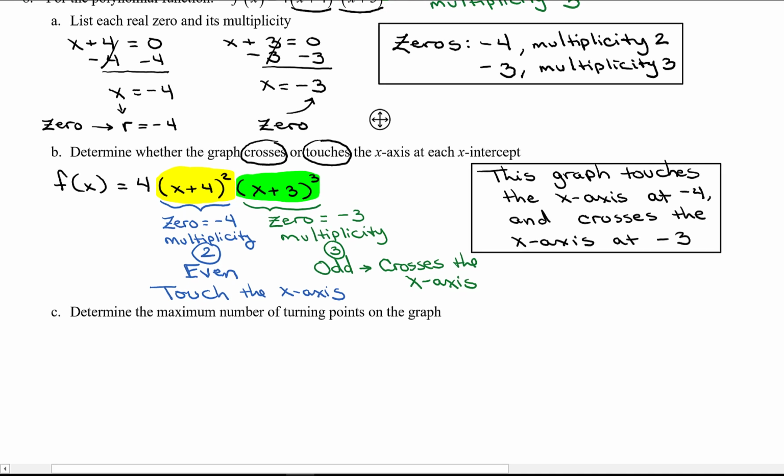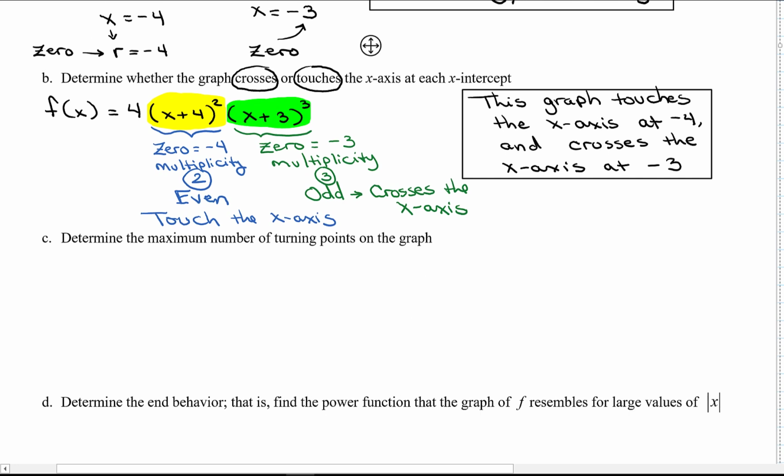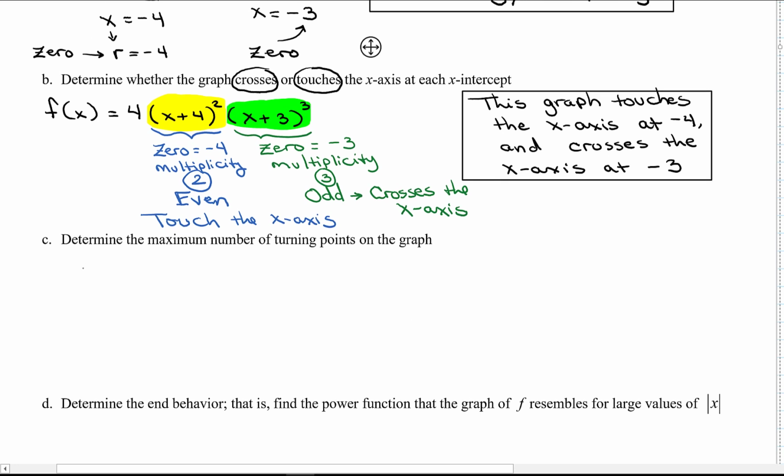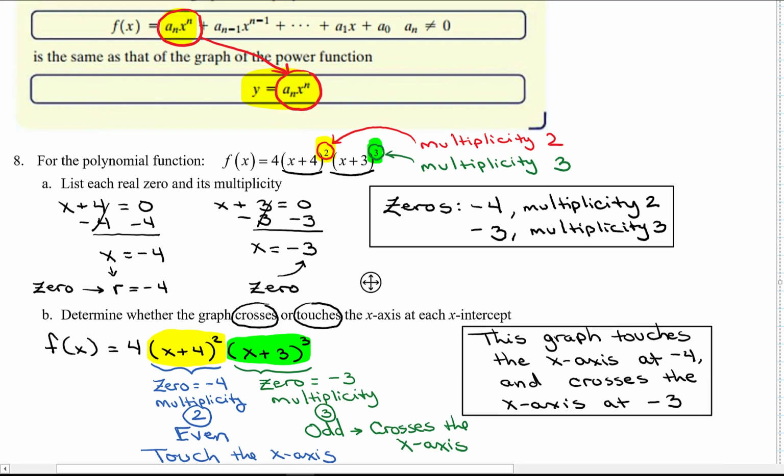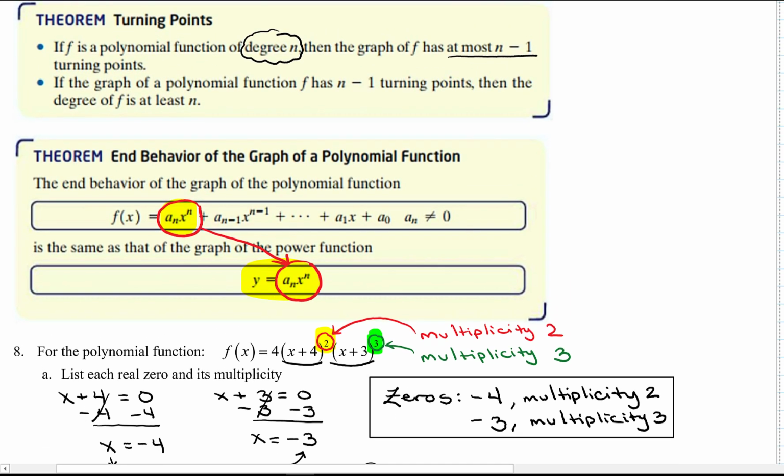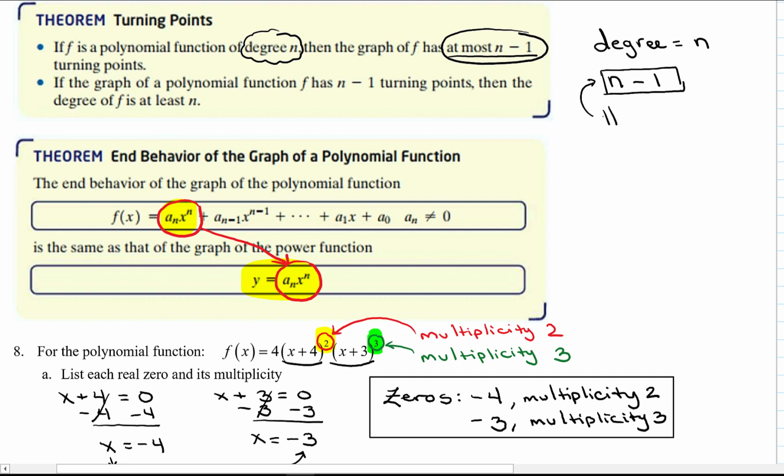All right, part C, determine the maximum number of turning points on the graph. For this one, we're going to have to use what we learned about turning points. It says here that if it's degree n, the graph f has at most n minus 1 turning points. So based off of the degree, you're going to subtract 1 from that degree, and that's going to give you the number of maximum turning points.